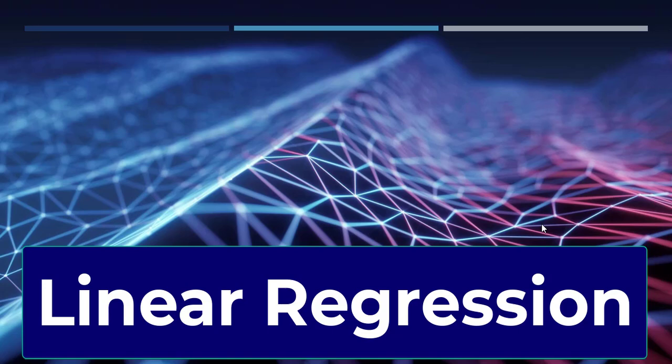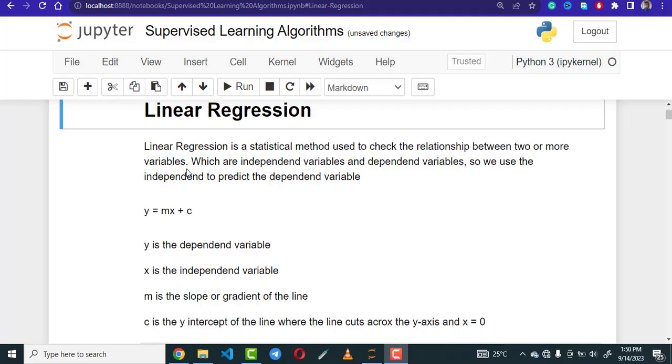In this video, we shall be looking into supervised learning algorithms. And our first supervised learning algorithm that we are going to look into is linear regression. So linear regression is a statistical method used to check the relationship between two or more variables. And these variables are independent variables and dependent variables. So we use the independent variable to predict the dependent variable.